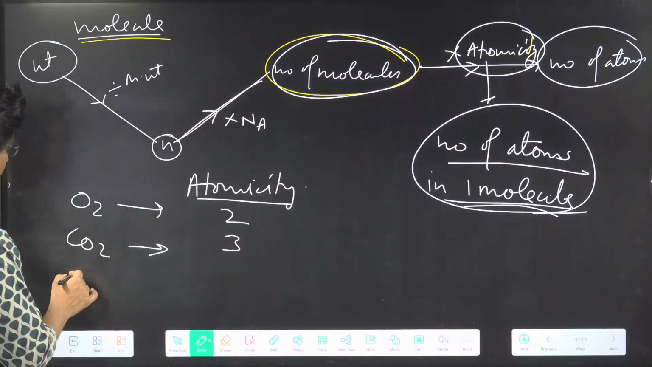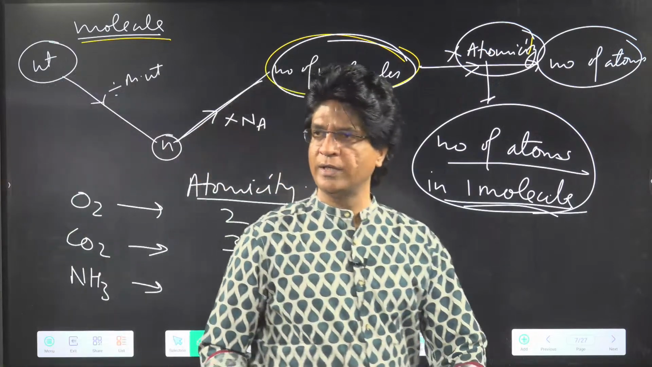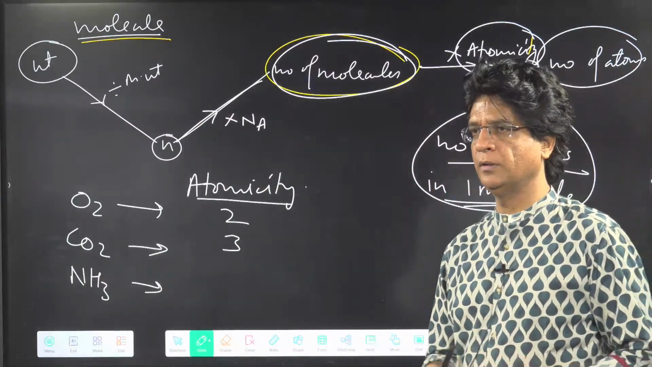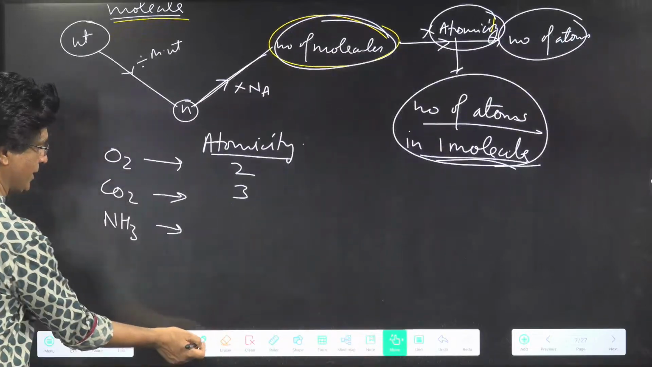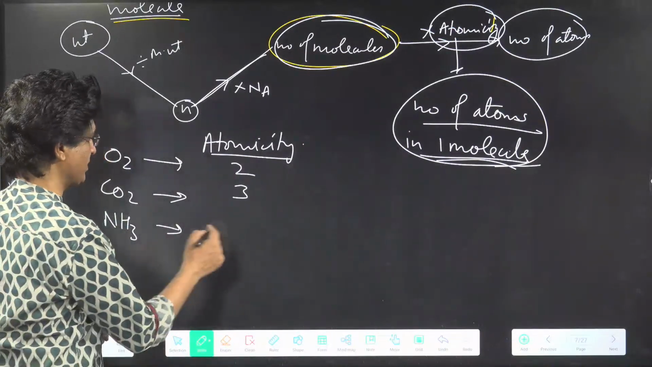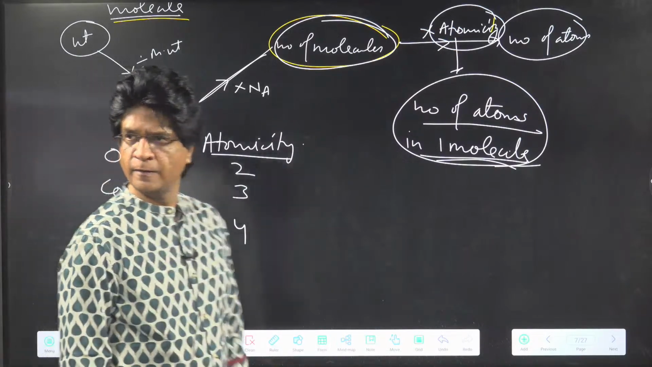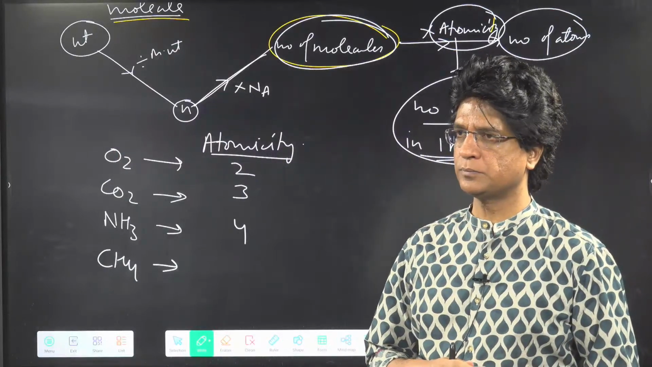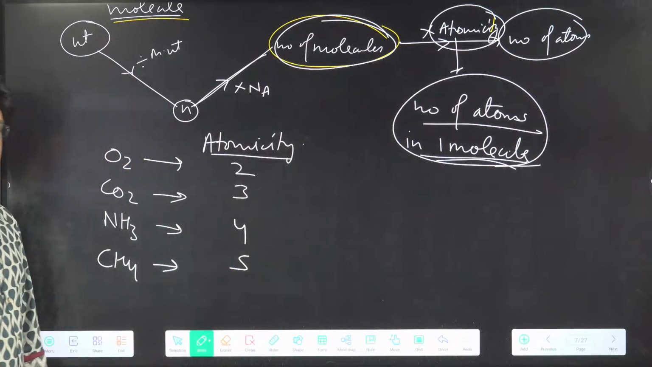Come on, tell me, in ammonia, what is the atomicity? That will be 4. 1 nitrogen and 3 hydrogen, so 1 plus 3 will be 4. For CH4, what is the atomicity? It will be 5. 1 carbon and 4 hydrogen.